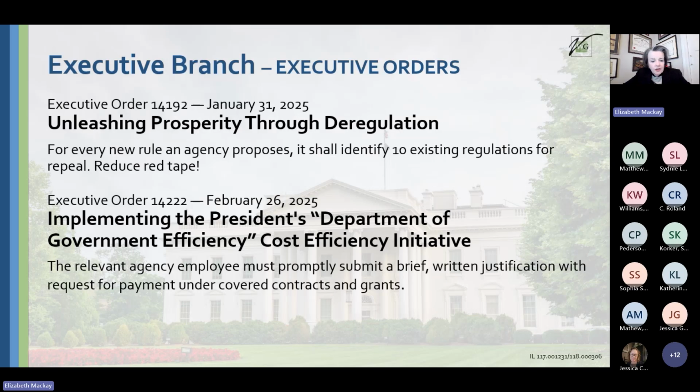The next order here, from the end of February last year, is implementing the President's Department of Government Efficiency Cost Efficiency Initiative. And of course, the Department of Government Efficiency is DOGE. And this executive order is the root of the defend the spend. Because what this executive order says is that the relevant agency, in this case the granting federal agency, employee must promptly submit a brief written justification with request for payment for covered contracts and grants.